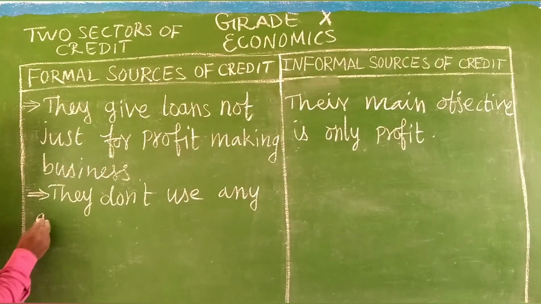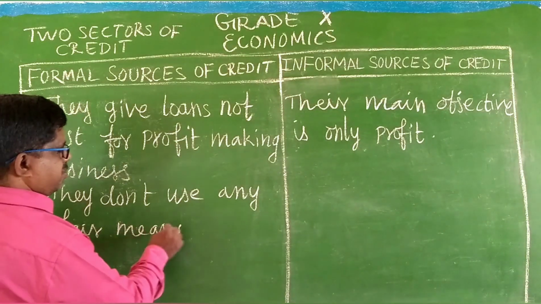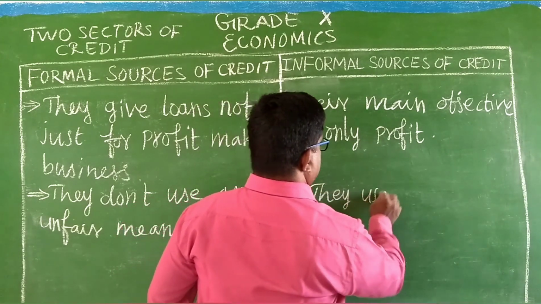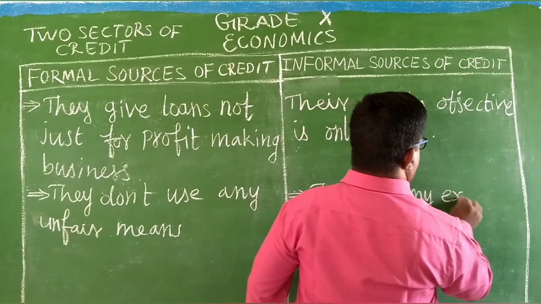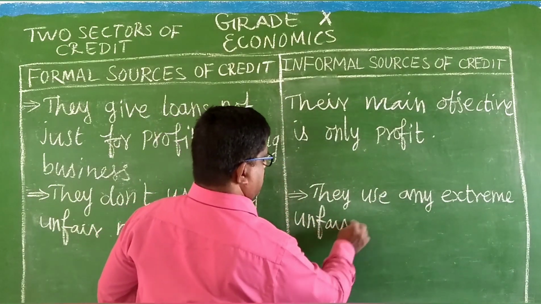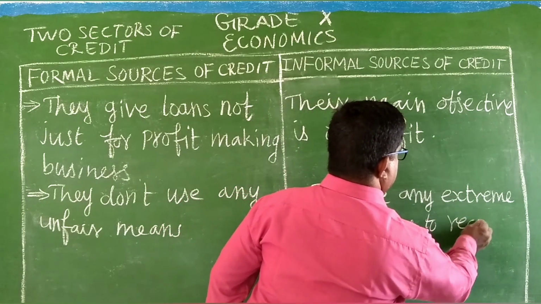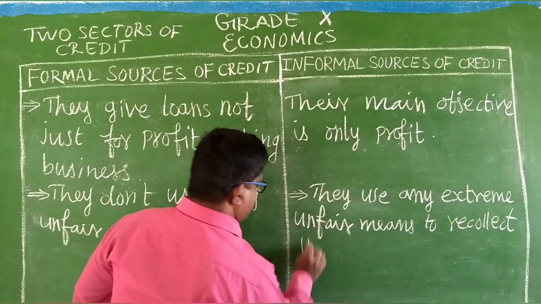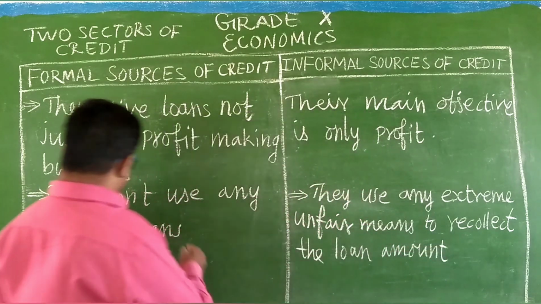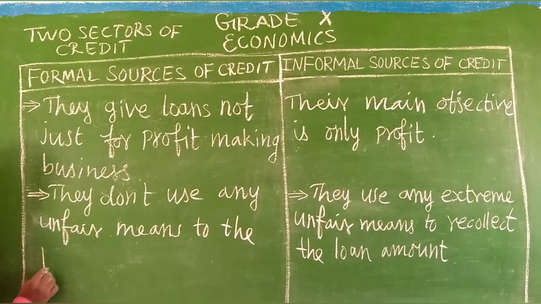Formal sources generally don't use any unfair means, whereas in the case of informal sources of credit, they use extreme unfair means to recollect the loan amount.